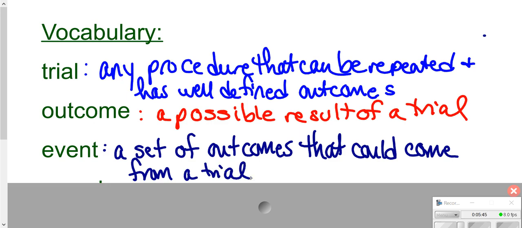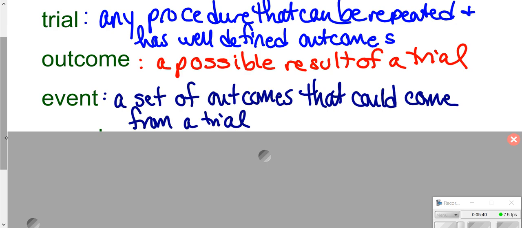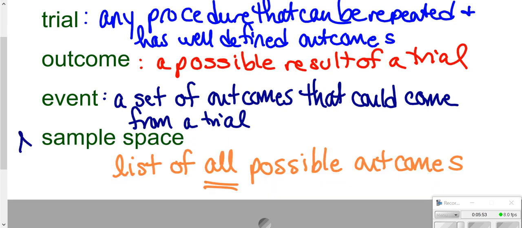Okay, so a set of outcomes that could come from a trial would be the event. And sample space. This is a very key idea. This is going to come up all the time. So sample space is a list of all the possible outcomes for any given scenario.